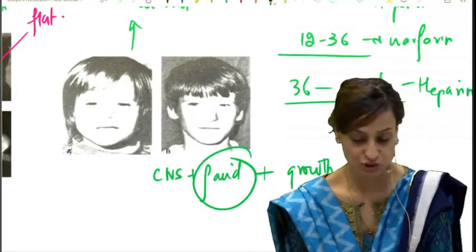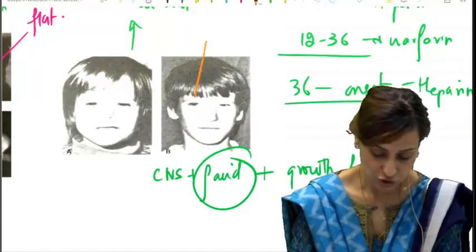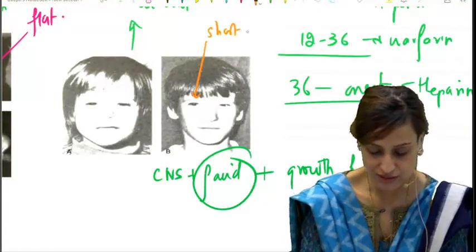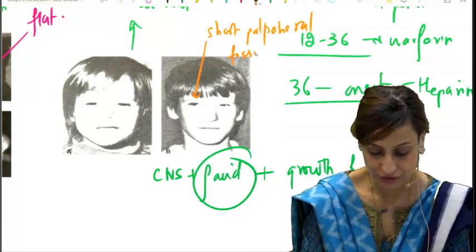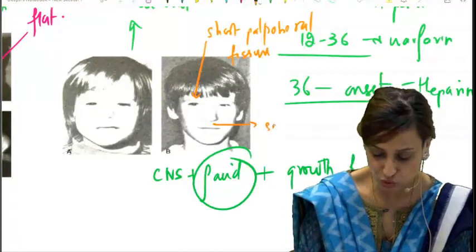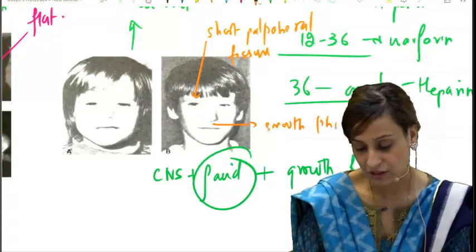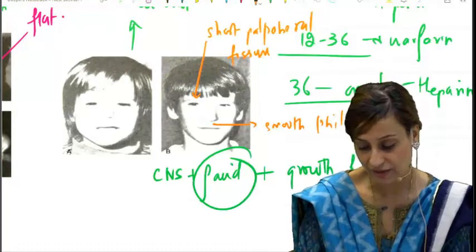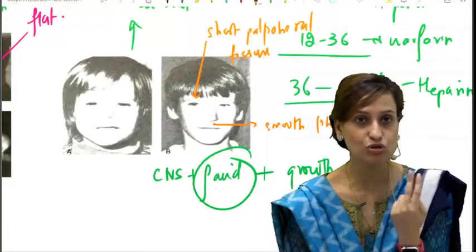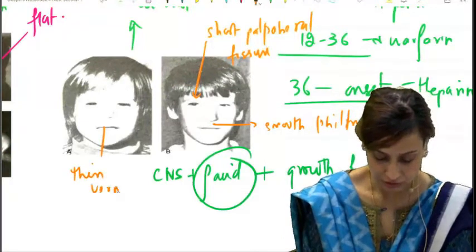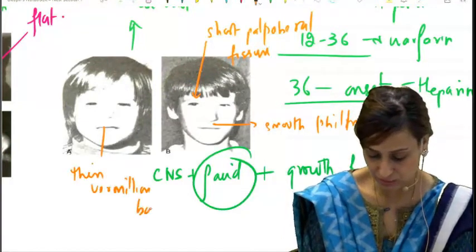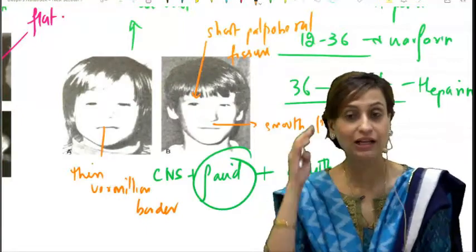So they have short palpebral fissures, right? And they have an absolutely smooth philtrum, right? And they have a very thin upper lip, which almost looks like a straight line. So that's a thin vermilion border, right? So this is the typical facial feature, while the other one, as we said, is a triad.